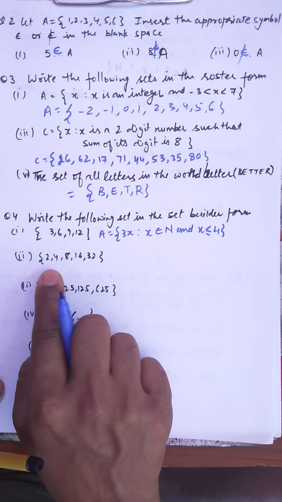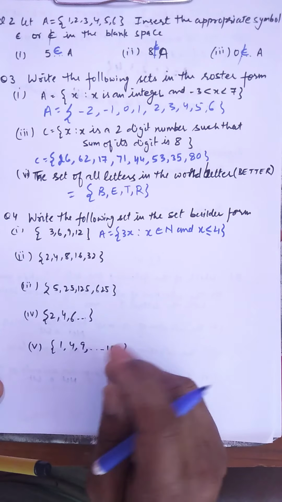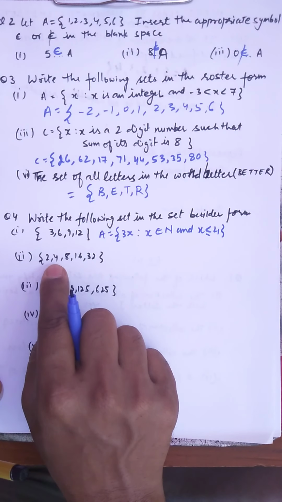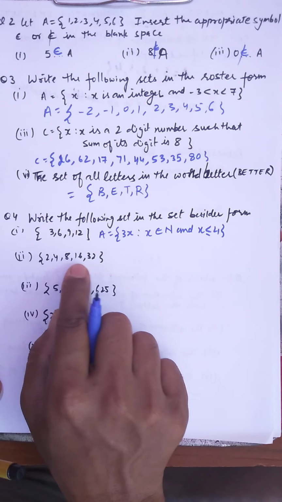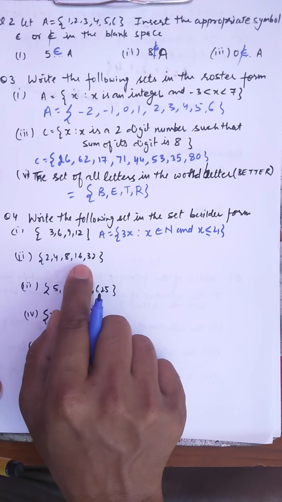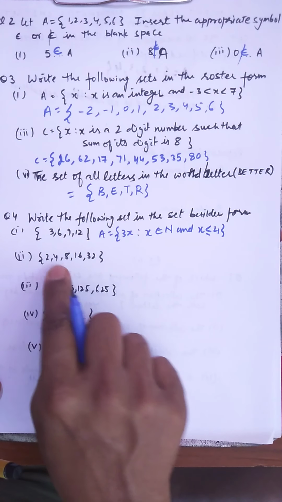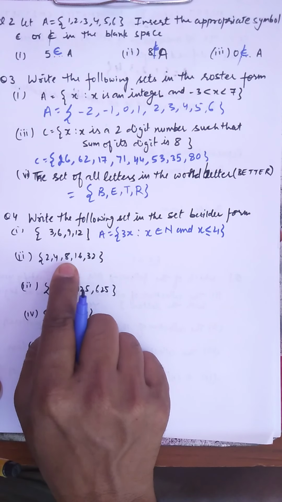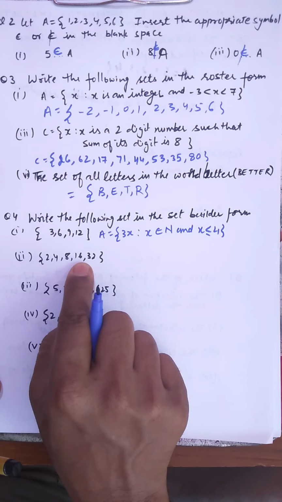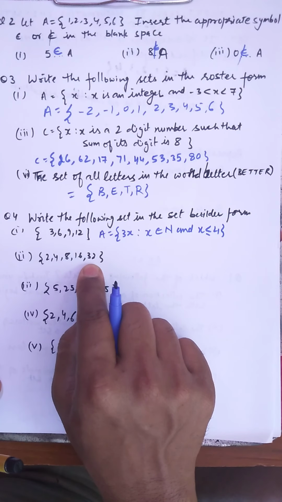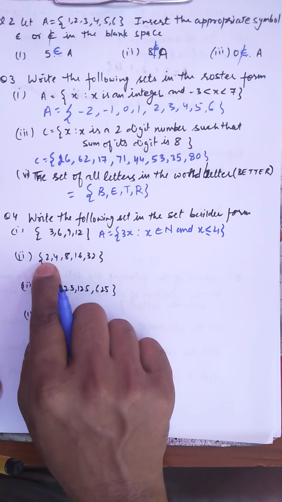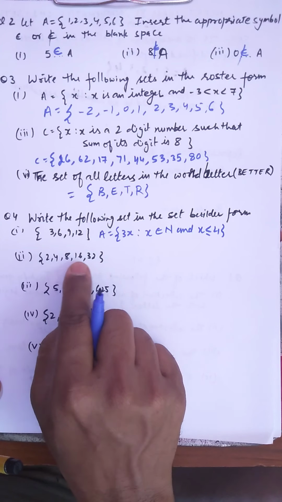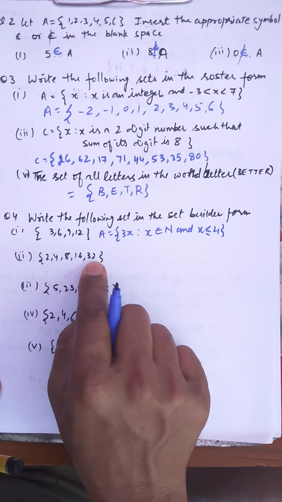Okay, come to this set: 2, 4, 8, 16, 32. So you observe that this is not exactly the multiple of 2, because some numbers are not there, 6 is not there, 10 is not there, so we cannot write this as multiple of 2. So just think of this. This is actually 2 to the power 1, this is 2 to the power 2, this is 2 to the power 3, this is 2 to the power 4, and this is 2 to the power 5. Or you can say this is 2's exponent 1, here 2's exponent 2, here 2's exponent 3, here 2's exponent 4, here 2's exponent 5.